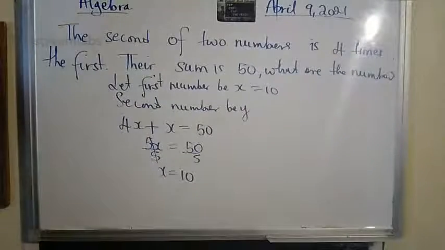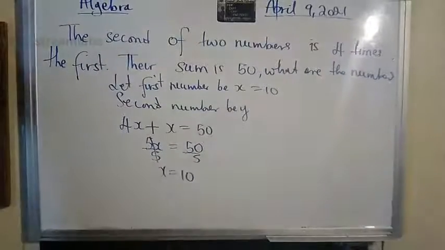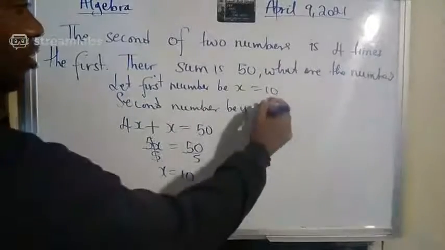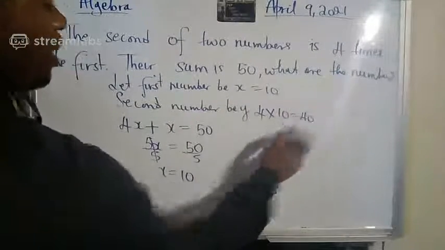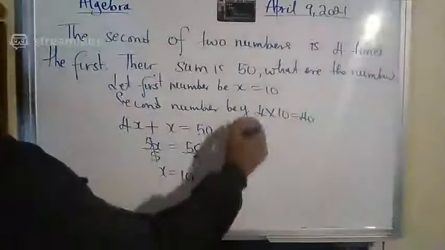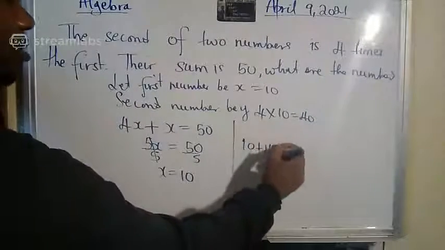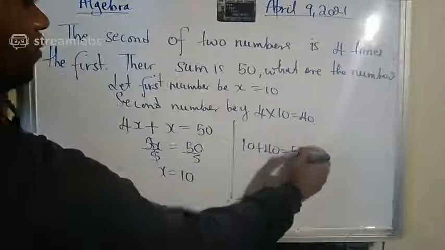But we know that the second number is 4 times 10, right? So that's 40. And that makes sense. 10 plus 40 is equal to 50.